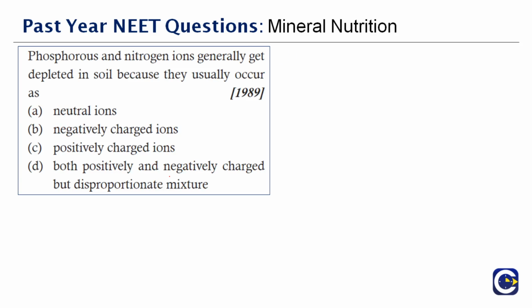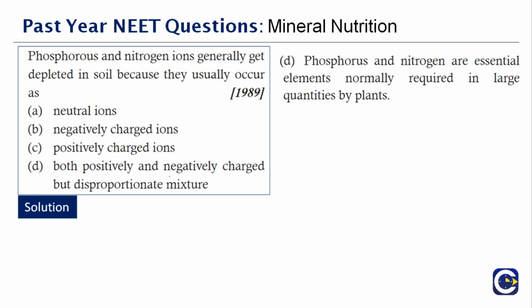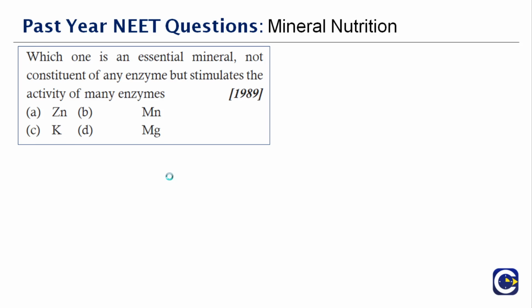Next question here. Phosphorus and nitrogen ions generally get depleted in soil because they usually occur as dash, and this question was asked in the year 1989. Okay, so what do you think will be the answer here? They are not neutral. They are both positively and negatively charged, but a proportionate mixture. Therefore, the right answer is option D. Phosphorus and nitrogen are essential elements normally required in large quantities for the plants.